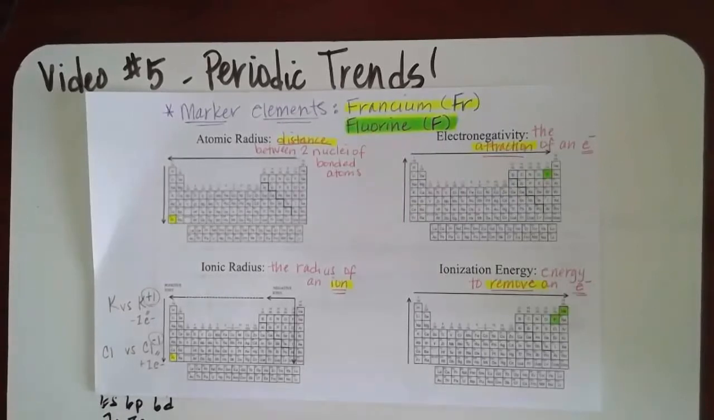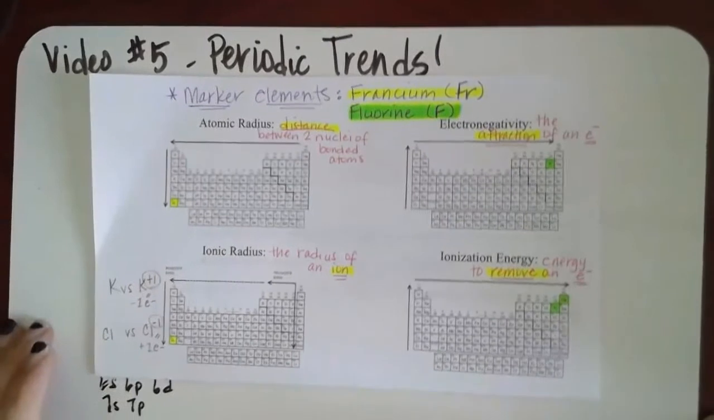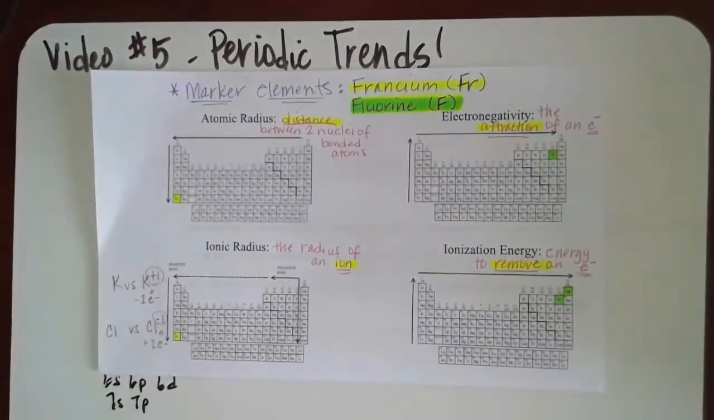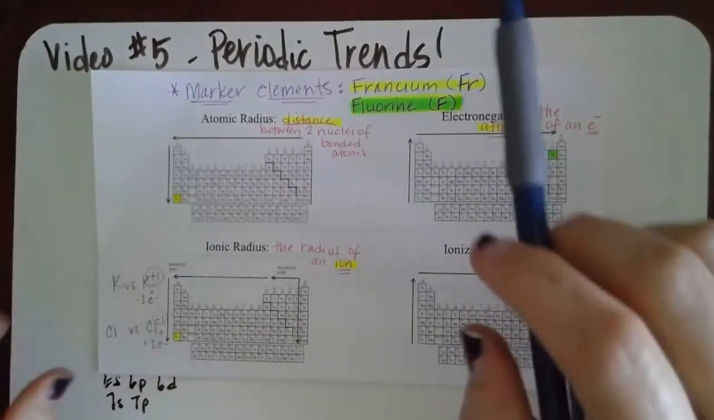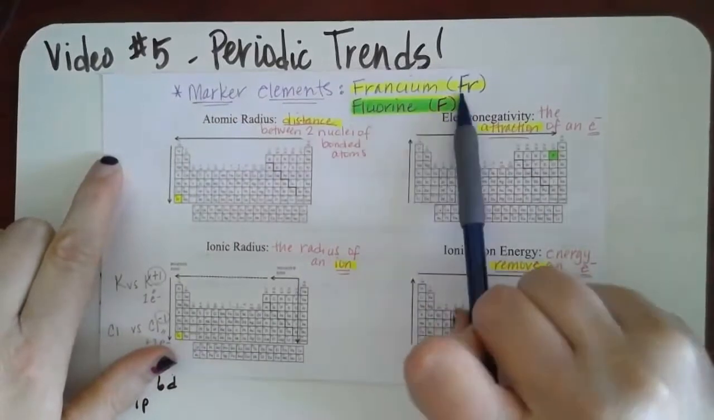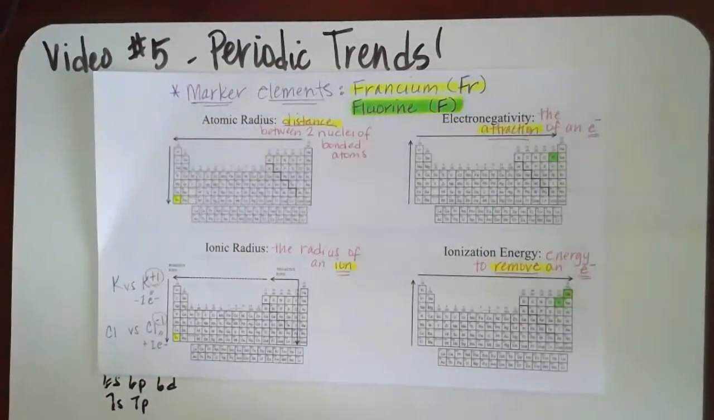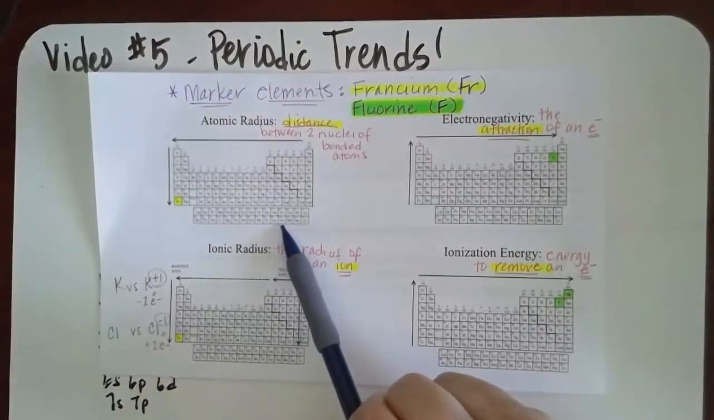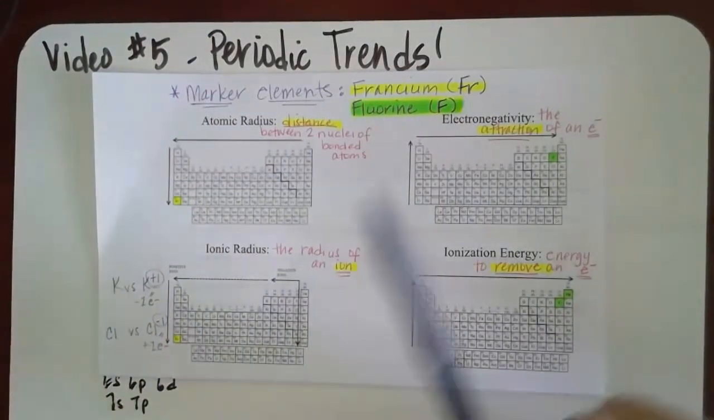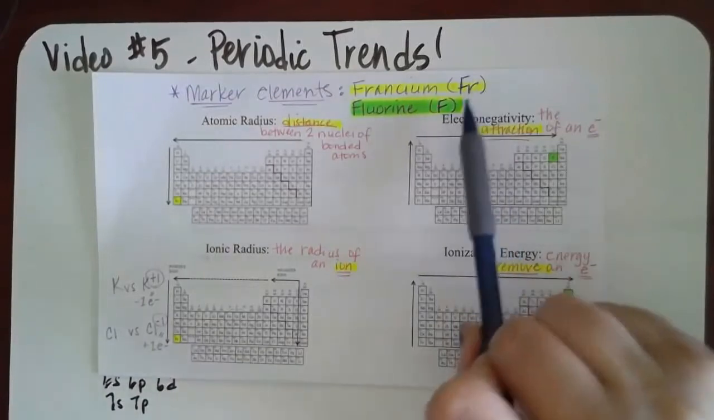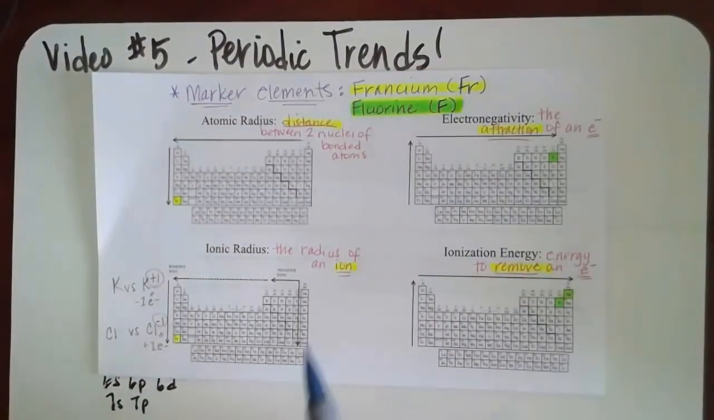Okay, so the most important thing is that you have marker elements. And this sounds really silly, and I'm probably one of the only people that says this, but for me, this is the way that I learn things, and you all know I'm a very visual learner. So when it comes to our periodic trends, there's francium and fluorine. They're basically two of the only F elements on the periodic table, besides FL down here, but don't worry about that one.